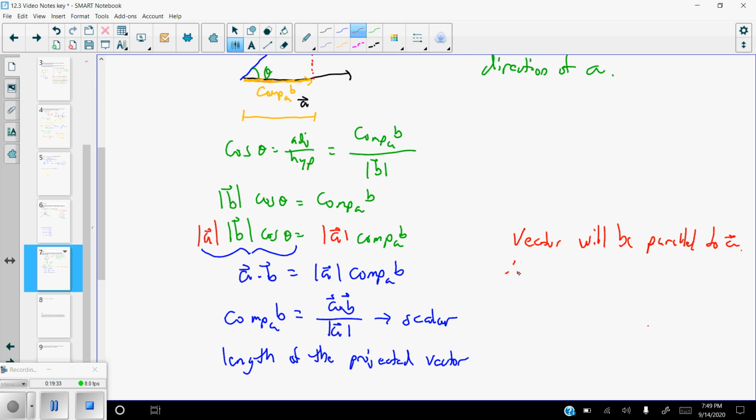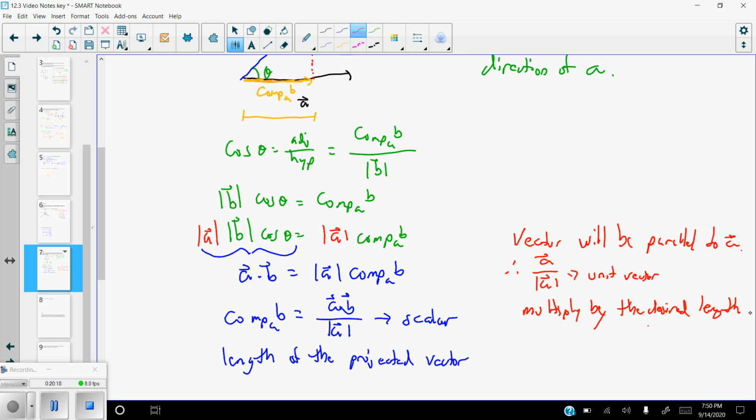If I were to take vector A and divide it by its magnitude, we get a unit vector, which is in the direction of A. And then if we want to find the actual vector of orange, we'll take that unit vector and multiply it by the desired length. Well, that desired length we just found, which was the component.